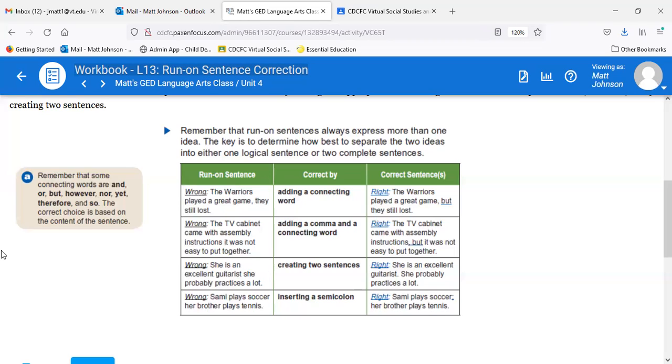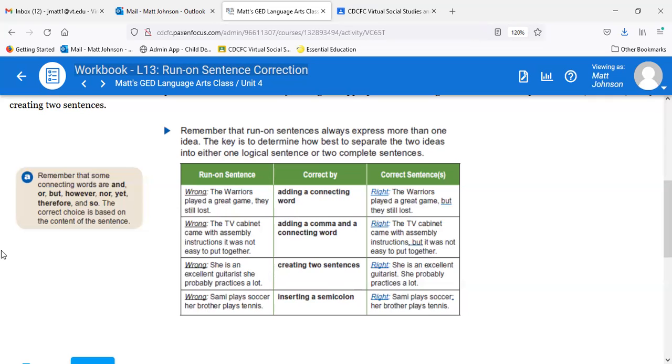Okay, next one, wrong. She is an excellent guitarist. She probably practices a lot. Two complete ideas again. Here, you can make just two simple sentences. She is an excellent guitarist, period. She probably practices a lot. You could put and make a compound sentence. She is an excellent guitarist, comma, and she probably practices a lot. So, there's your choices. In this case, just make two sentences.